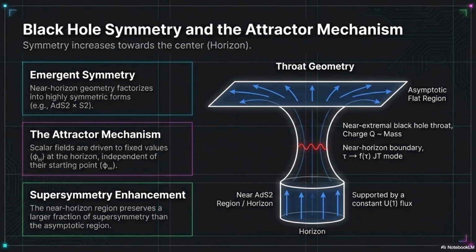Think of a black hole as a chaotic blender on the outside. It's ripping things apart, it's all very messy. But as you go down that throat toward the event horizon, the document says the geometry factorizes. It becomes perfectly symmetrical. And this brings us back to that attractor mechanism. It does. I wanted to circle back to that because the slide here says, scalar fields are driven to fixed values at the horizon, independent of their starting point.